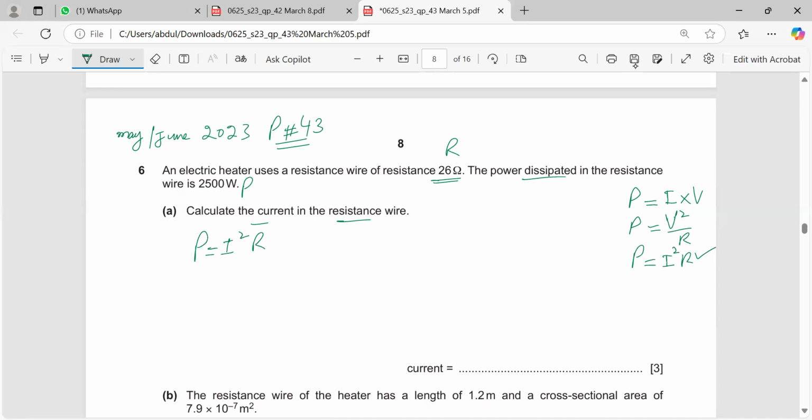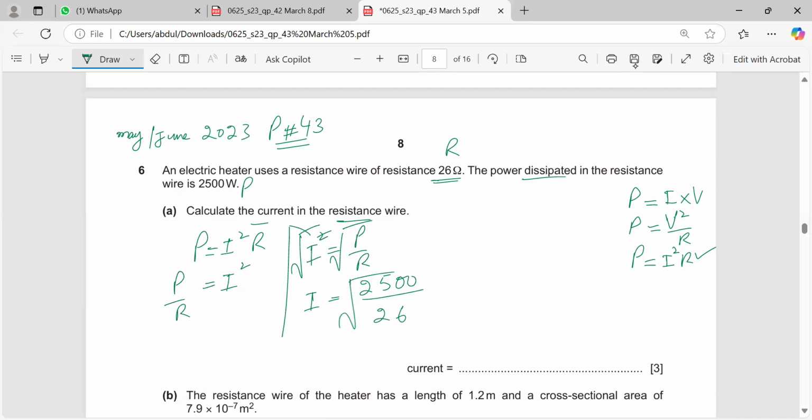Then we can make current the subject of the equation. So I square will be equal to P over R, and then taking the square root on both sides. Square root on this side, square root on this side, so this root will cancel the square. So current is equal to power, which is 2500, over resistance, which is 26, and then the root.